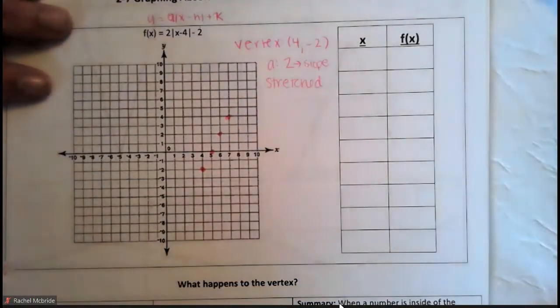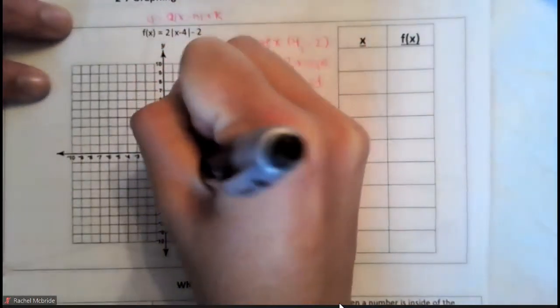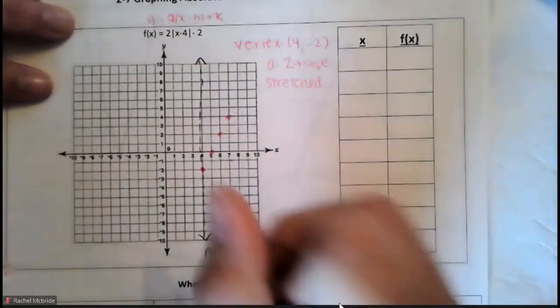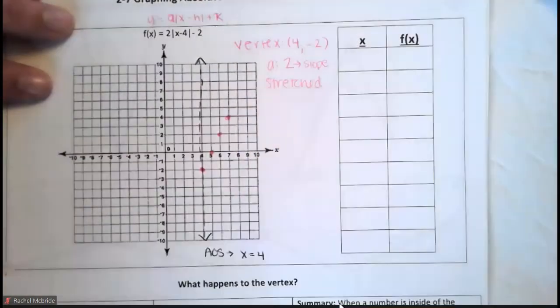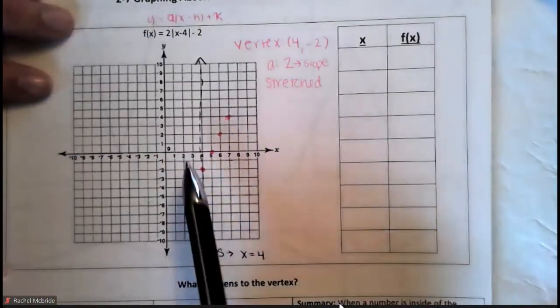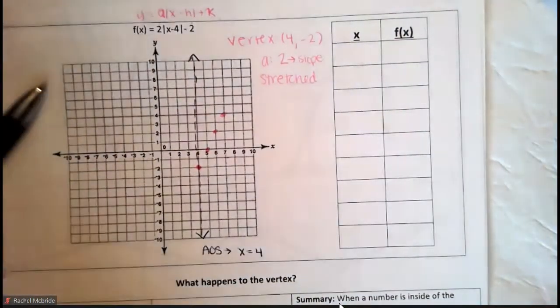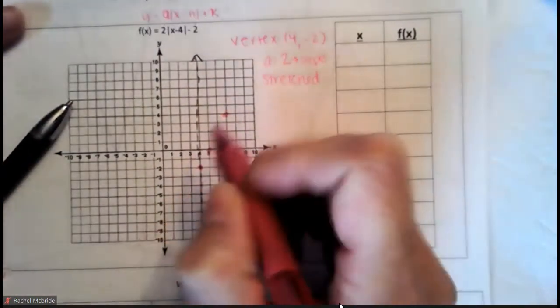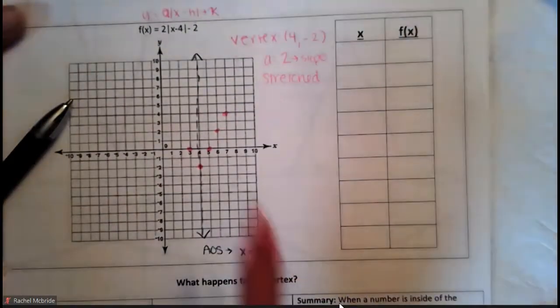Graphs of absolute value functions are symmetric, which means that we have what we call an axis of symmetry. So the axis of symmetry, or the AOS, occurs right here along the line x equals 4. And what that means is that any points to the right will mirror those points to the left. So if I have a point to the right one at this point, then I also have a point to the left one of the axis of symmetry.